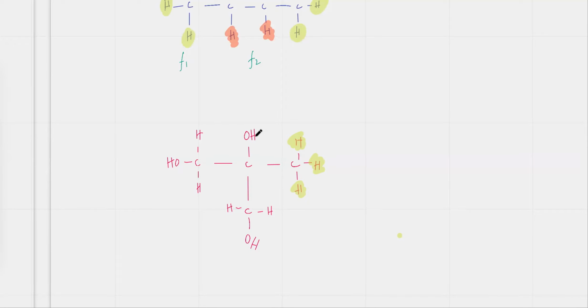Then you've got an OH over here. This OH is different from these two OHs because this OH is bonded to a CH2. This OH is bonded to a carbon that does not have any hydrogen. So the environment is kind of different from the rest.